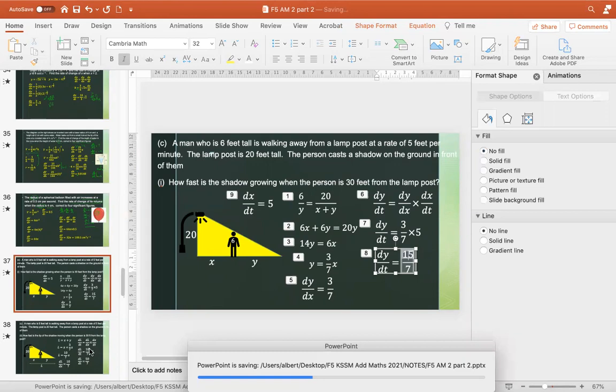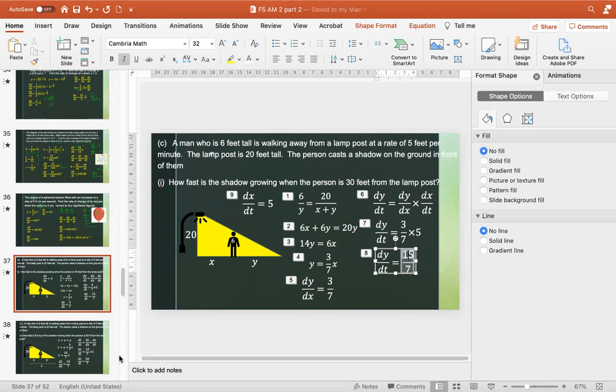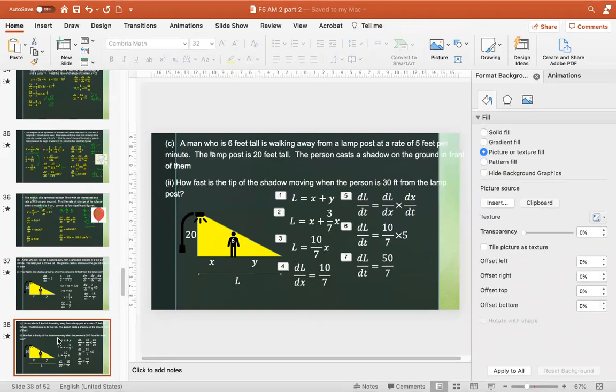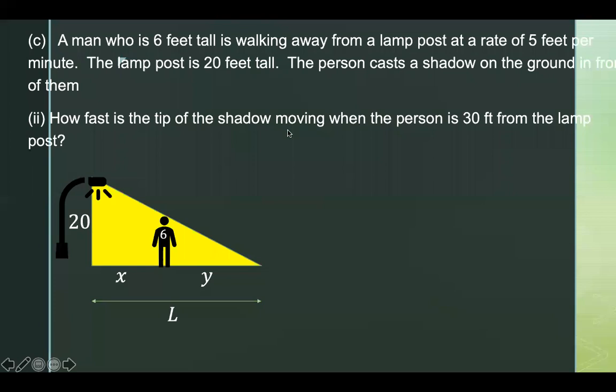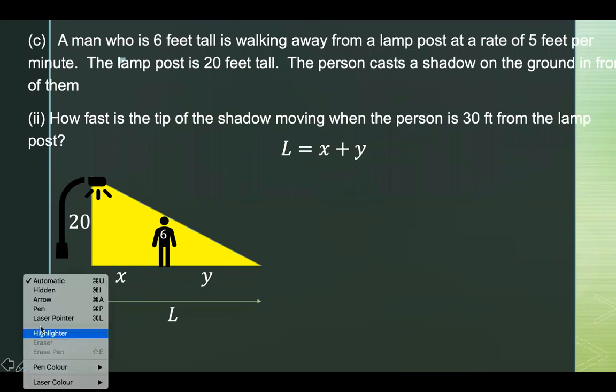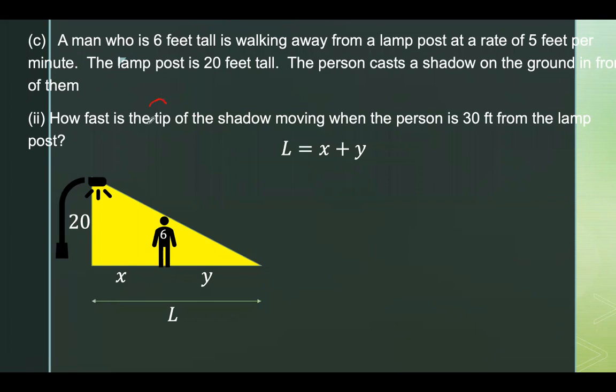All right, so let's go to the second part of the question. Now the question asks about the tip. Where is the tip of the shadow? The tip of the shadow is here. So it's L actually. The relationship now is L is x plus y.